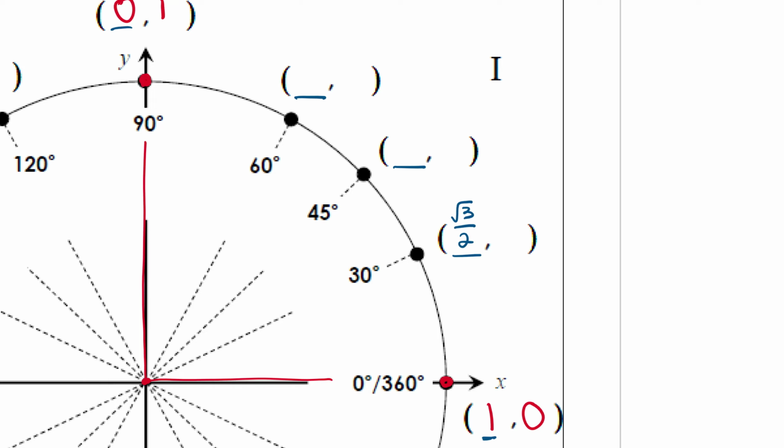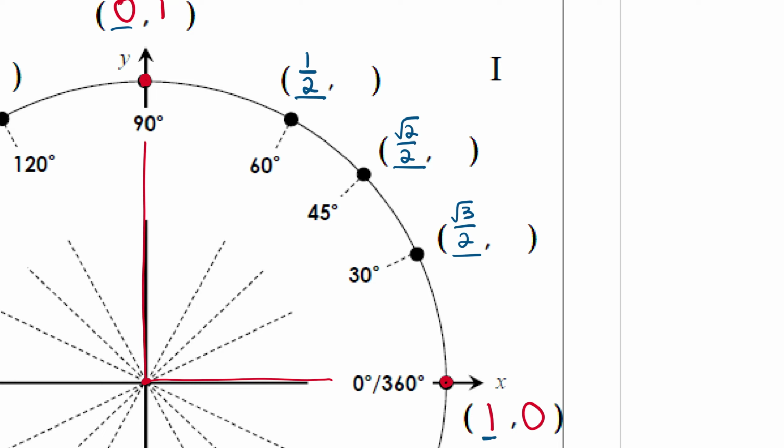Okay, going to the next one, 45 degrees. So 30 is square root of 3 over 2. 45 is square root of 2 over 2. And 60 technically is square root of 1 over 2, but because square root of 1 is 1, we just write 1 over 2. And then we get to 0.